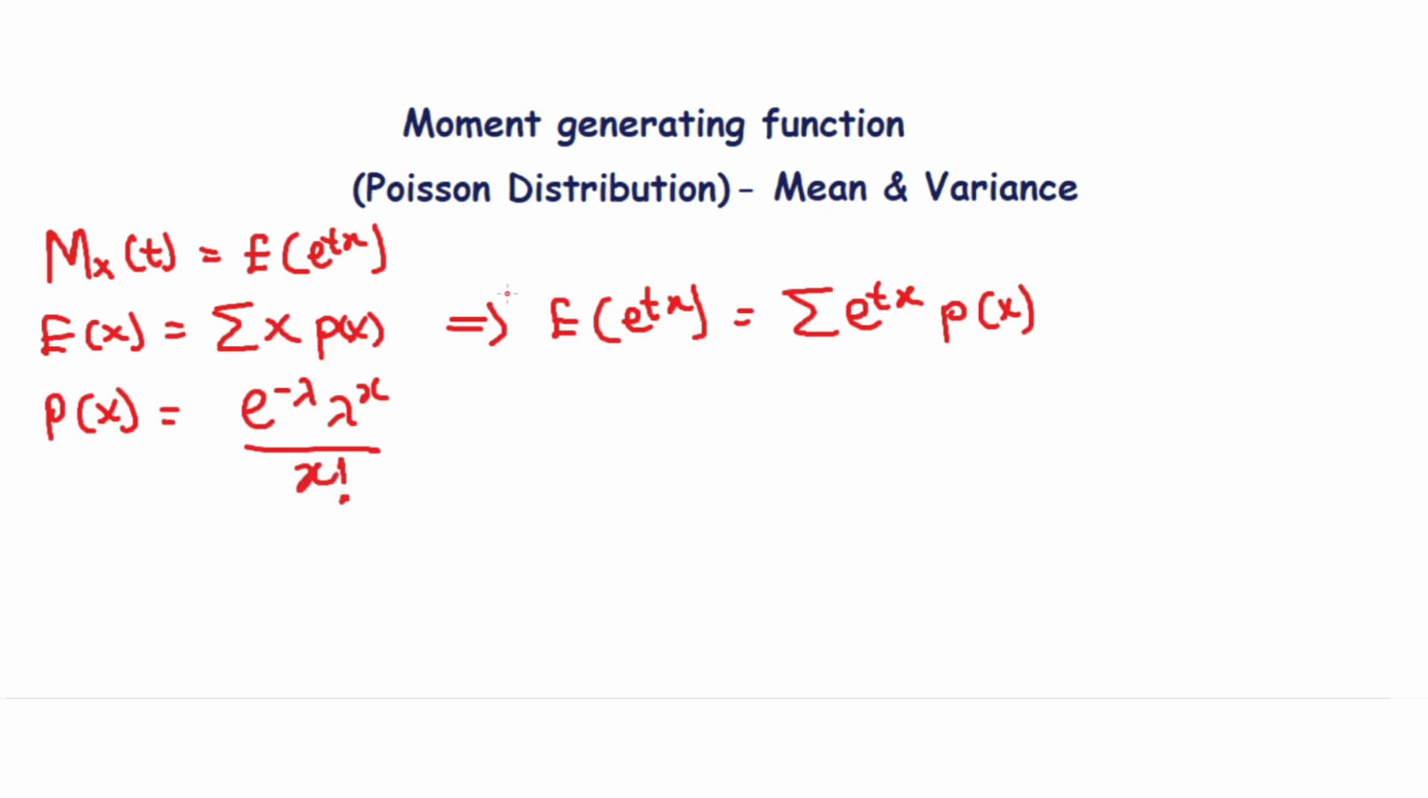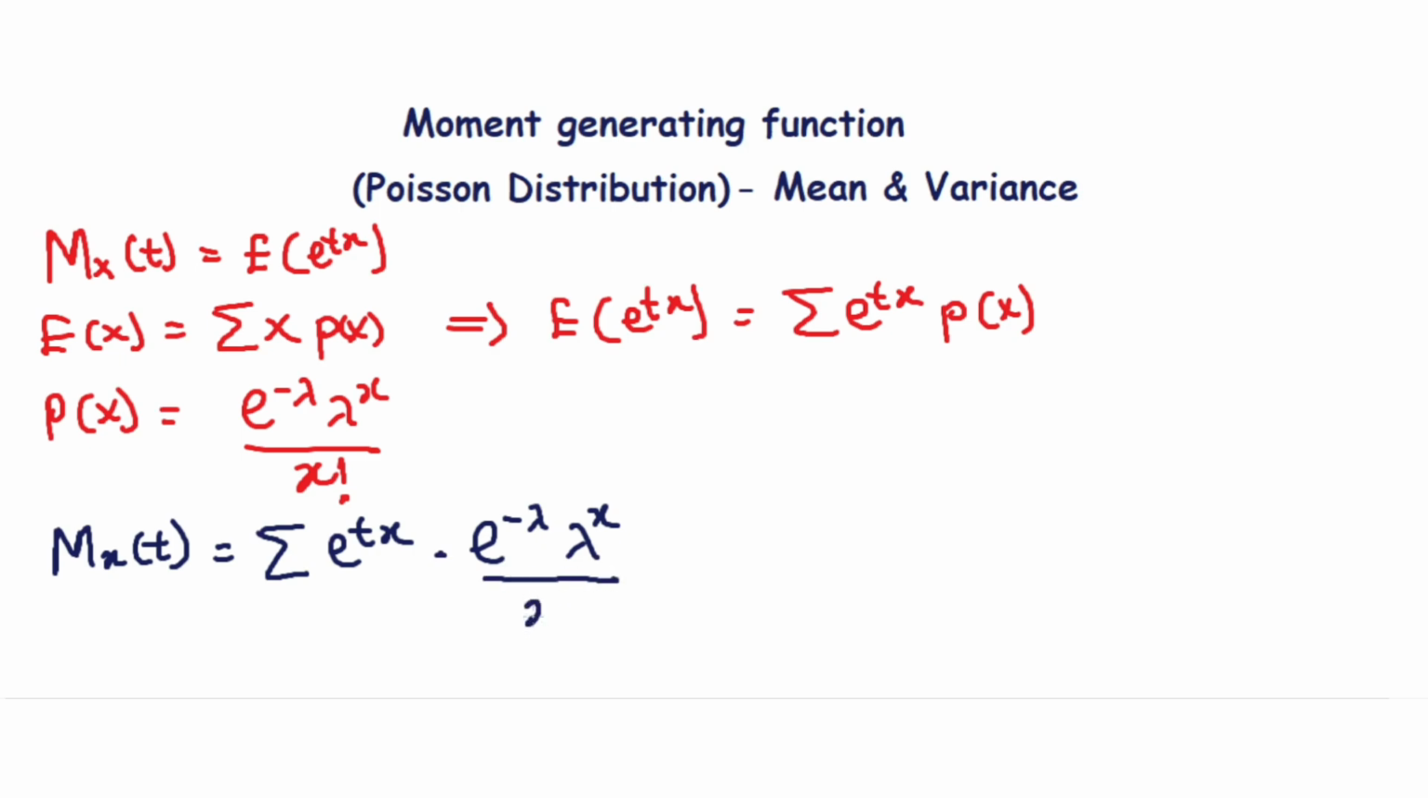So let's put all of this together in one. Then the M_X(t), which is our moment generating function, will be the summation of e raised to the power of tx multiplied by e raised to the power minus lambda, lambda raised to the power of x over x factorial.